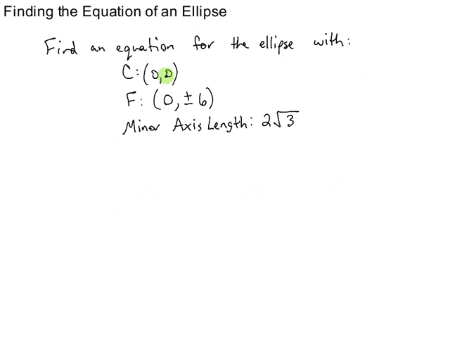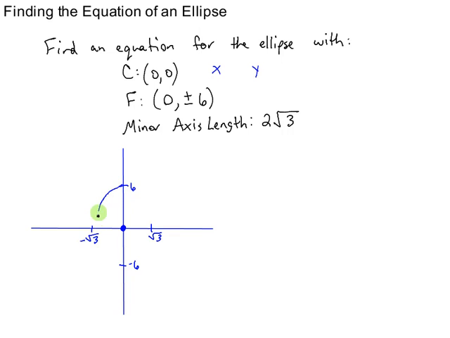Okay, I've got a center of (0, 0), so I know I'm going to have x and y with no shifts on them. I know my foci, and I know my minor axis length. So let's graph the center and the foci first. I've got my center and my foci. My minor axis length is 2 square roots of 3, so from my center I have to go half of that in each direction. So I'll go square root of 3 to the right, and I'll go square root of 3 to the left. And so the total distance here is 2 square roots of 3.